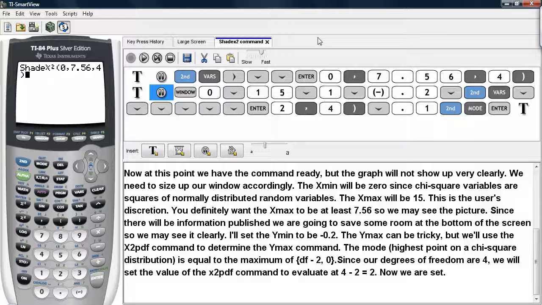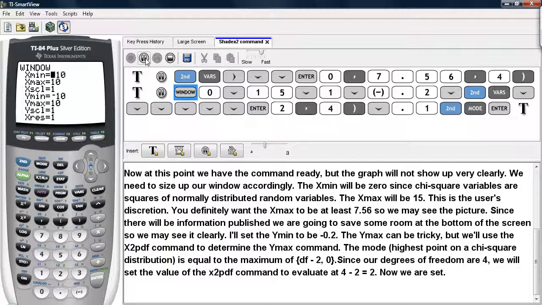The y-max can be tricky, but we'll use the chi-square PDF command to determine the y-max value. The mode, the highest point on a chi-square distribution, is equal to the maximum of the degrees of freedom minus 2 or 0. Since our degrees of freedom are 4, we will set the value for the chi-square PDF command to evaluate at x equal 2. And now we are set.